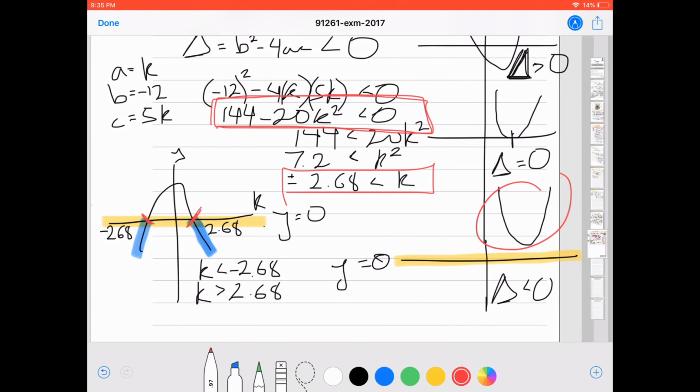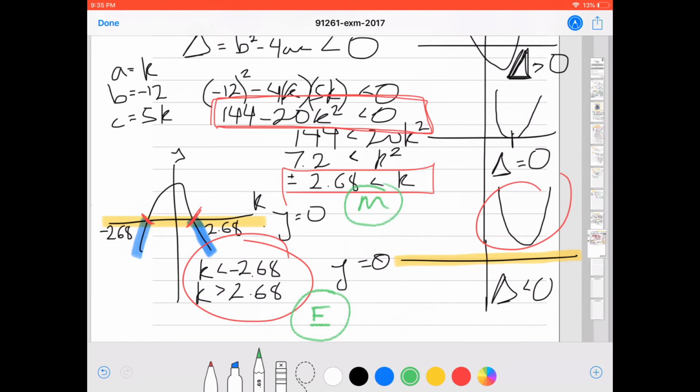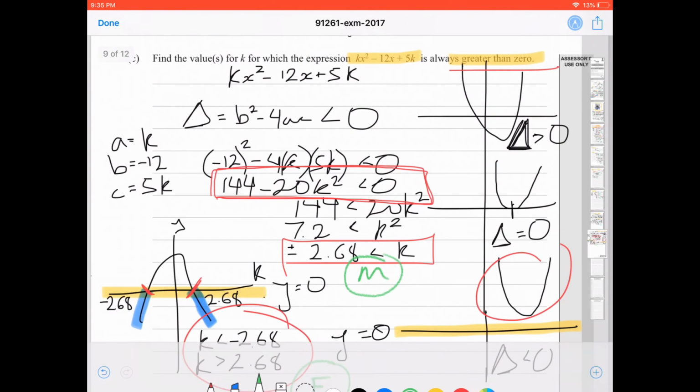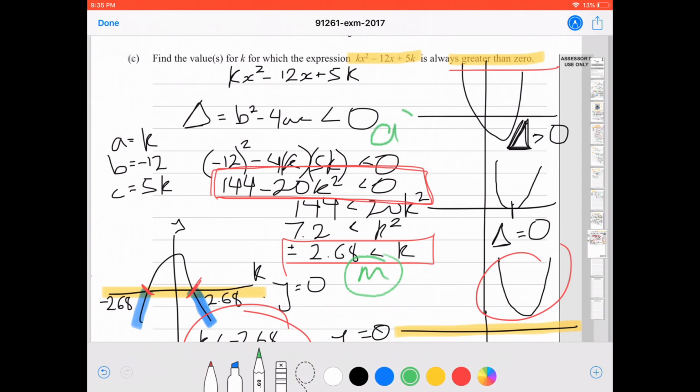Okay, so this range of values for k is actually the correct answer here, and that gets you an excellence grade. Finding negative 2.68 and 2.68 gets you a merit, and recognizing the graph is above the x-axis with the discriminant set less than 0, just stating this gets you an achieved. Okay, I hope that makes sense. And let's move on to question 3D now.